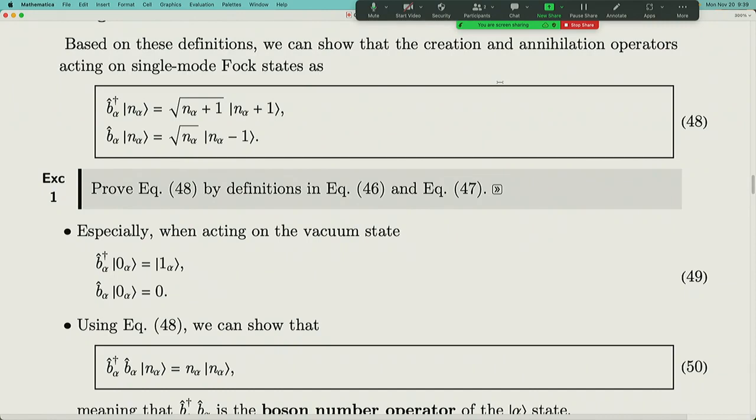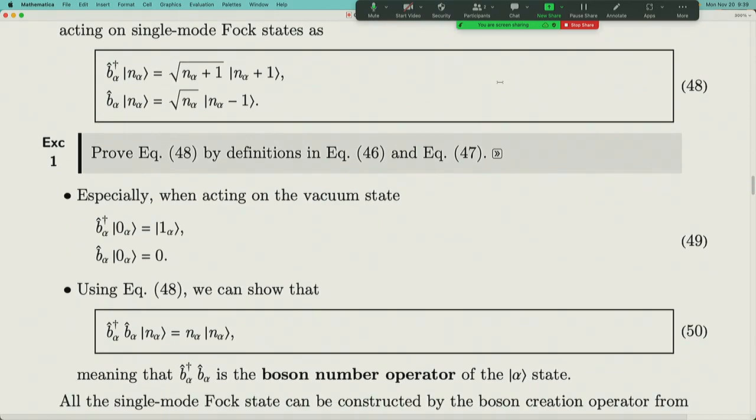But if you try to annihilate that on the vacuum state, you basically get zero. Okay, and then from this discussion, we can also calculate, for example, try to look at B dagger B, this operator, and then suppose we apply B dagger B on this n state, just following these rules.